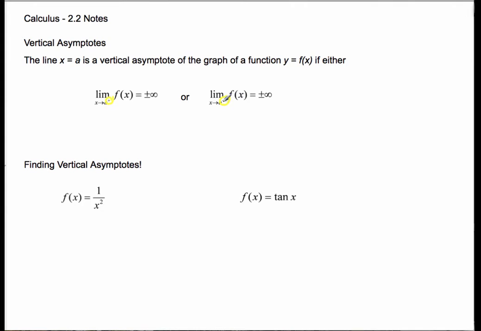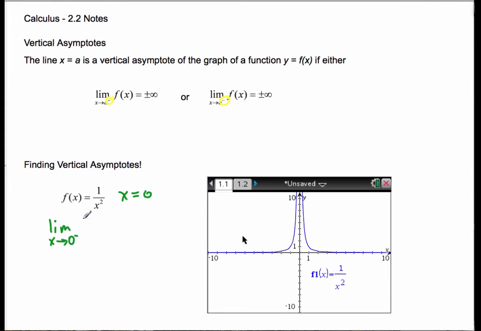Now, how about finding those vertical asymptotes? Well, sometimes it can be really hard to see, but what we have to do is look at these guys in terms of those two specific limits. Now, where are we undefined right here? And the answer is we're undefined when x is 0. Can't have 0 in the denominator. So what we need to do then is look at the limit as x approaches 0 from the left of 1 over x squared, and look at the limit as x approaches 0 from the right of 1 over x squared.